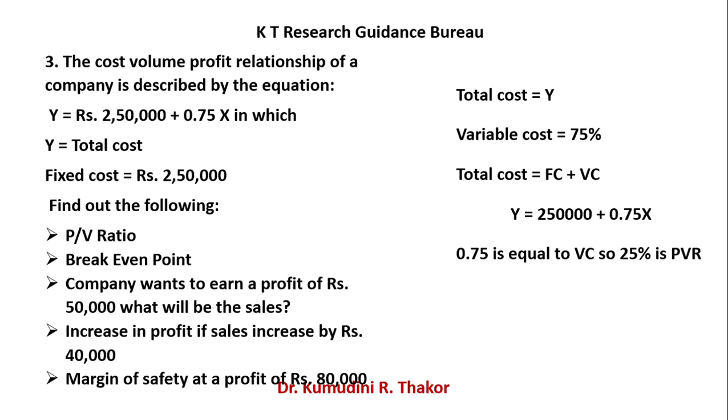In an example, this is the only important thing. The rest you can calculate very easily. How can we find out? Total cost equal to Y. Variable cost 75%. How can we say? Total cost equal to fixed cost plus variable cost. Fixed cost is 2,50,000, so variable cost is 0.75x. So your PV ratio is 25%. This is the answer for the first question.